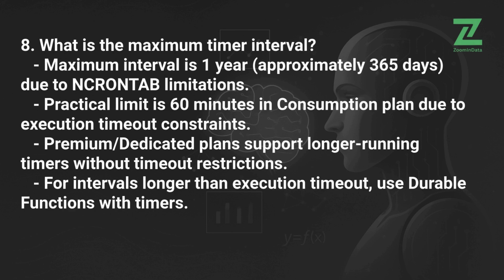8. What is the maximum timer interval? Maximum interval is 1 year, approximately 365 days, due to NCRONTAB limitations. Practical limit is 60 minutes in consumption plan due to execution timeout constraints. Premium, dedicated plans support longer running timers without timeout restrictions. For intervals longer than execution timeout, use durable functions with timers.